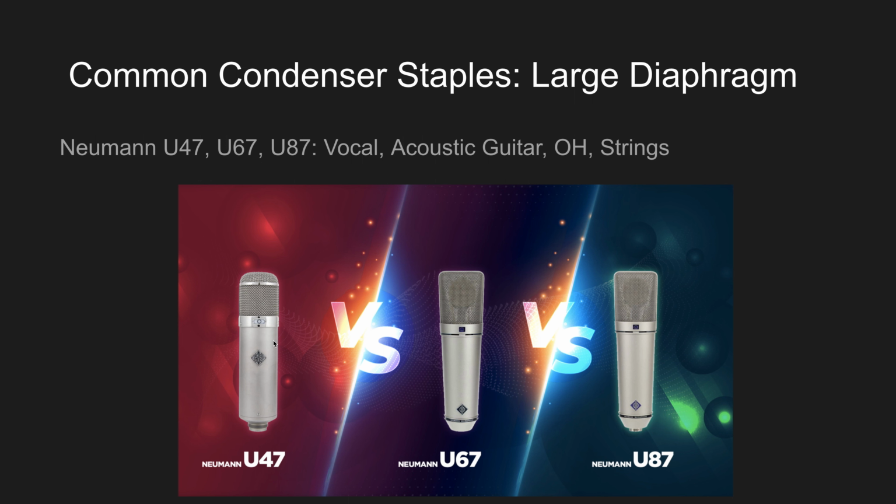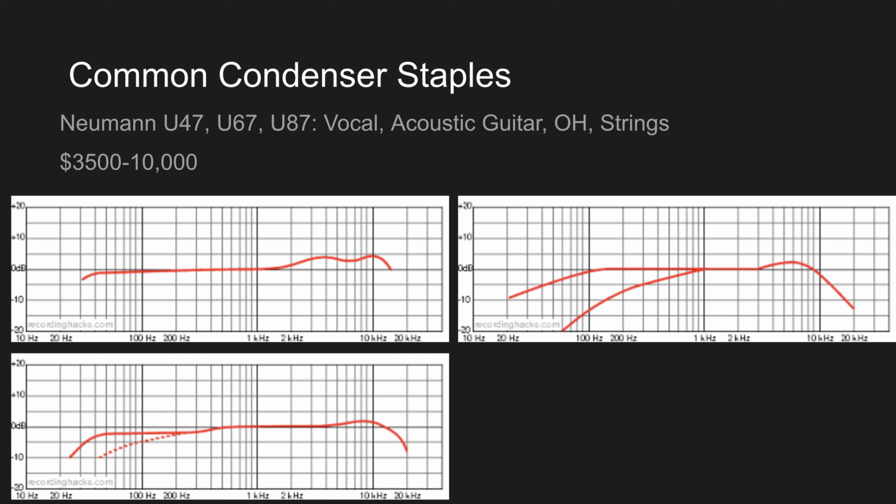So let's look at the frequency responses. This is a 47, 67, and this is 87. You'll see the 47 has a great flat response, with a little bit of a bump in the high mids, and kind of tails off. The 67 is kind of a similar thing, with a little bit more of a roll off.